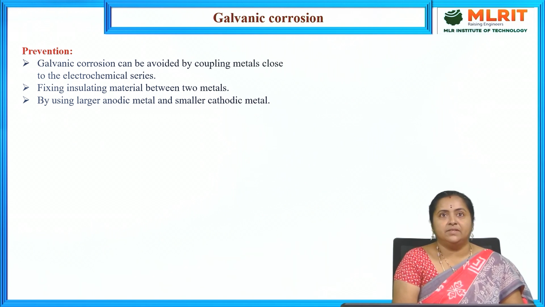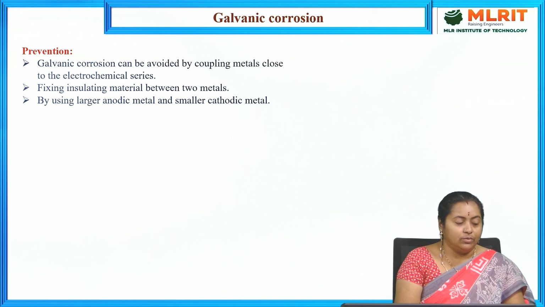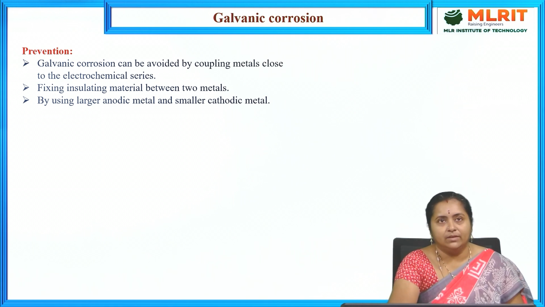Because the medium is present, it is able to allow the flow of electrons from anode to cathode. So then corrosion will continue and it will spread up to the cathode place till the entire metal gets disintegrated. So fixing some kind of insulation material between the two metals will avoid the direct contact of two different metals. So that is also one more prevention method for controlling corrosion reaction.